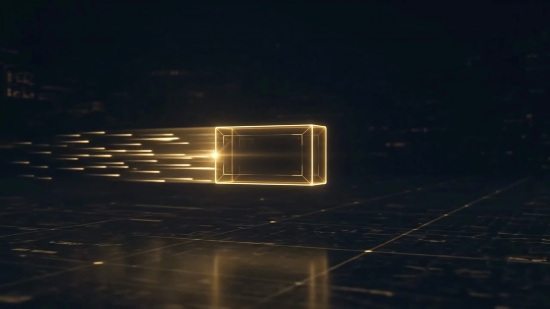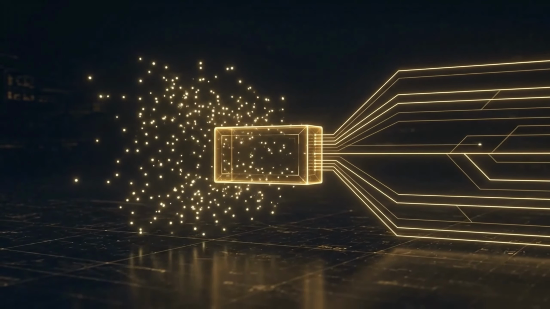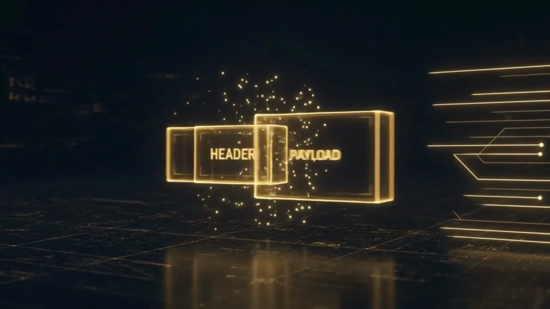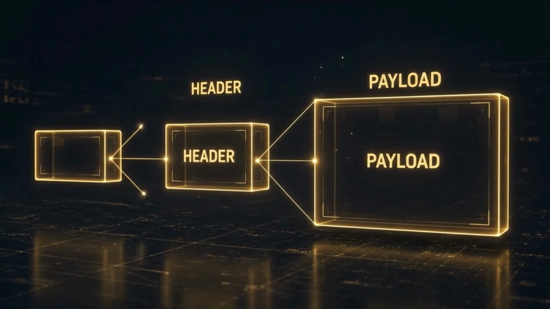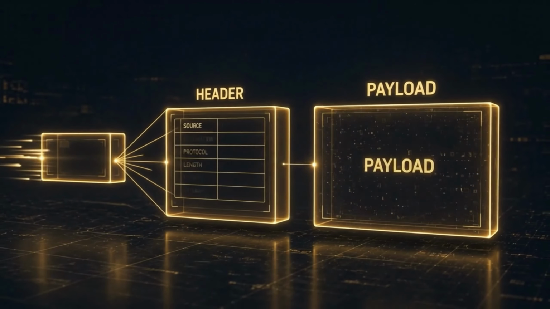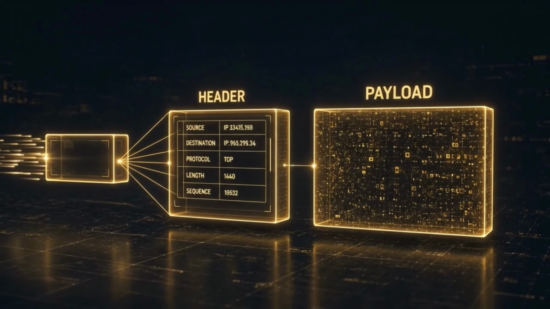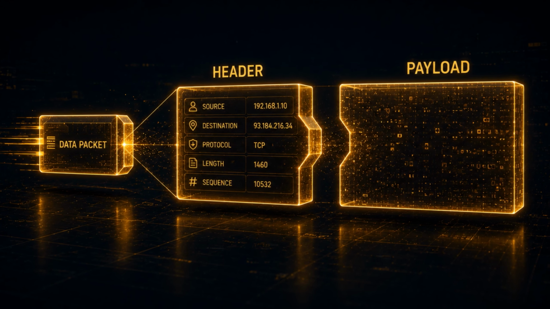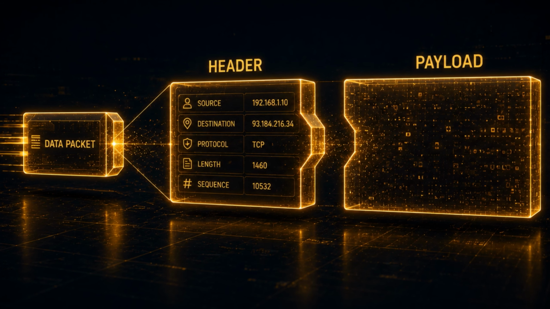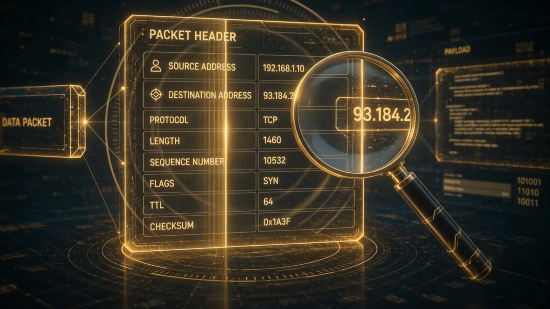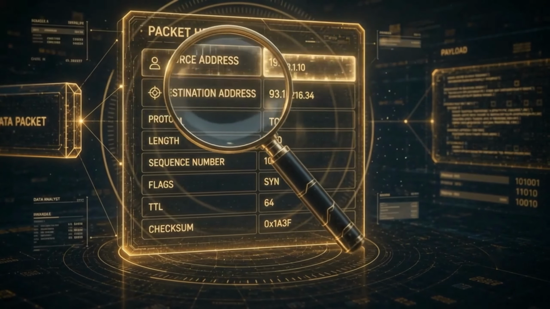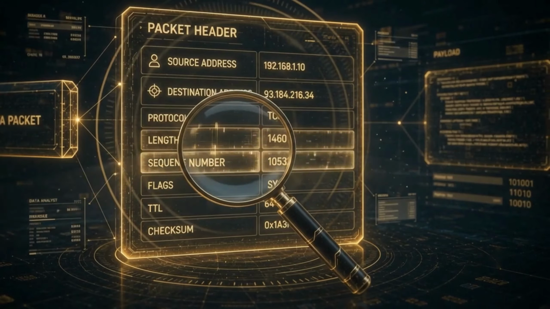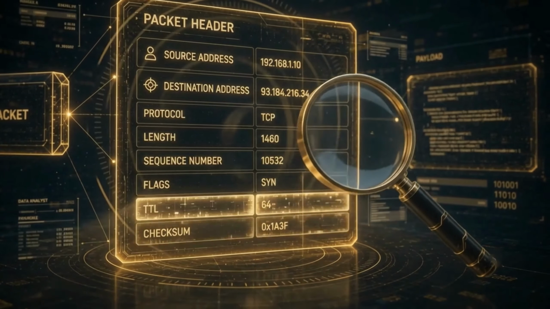Let's open one packet. Every packet has 2 parts. The header contains the addressing information: where the packet came from, where it's going, the protocol, and other routing details. The payload contains the actual data. Remember this line. The header tells you the who, where, and how. The payload tells you the what.